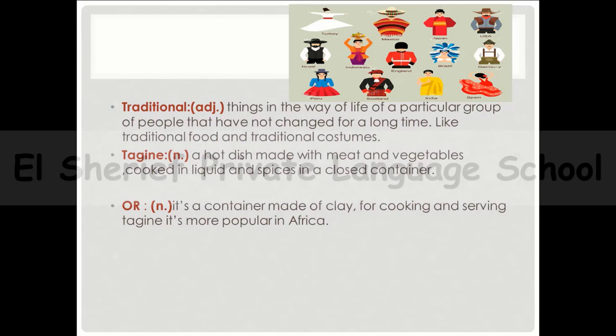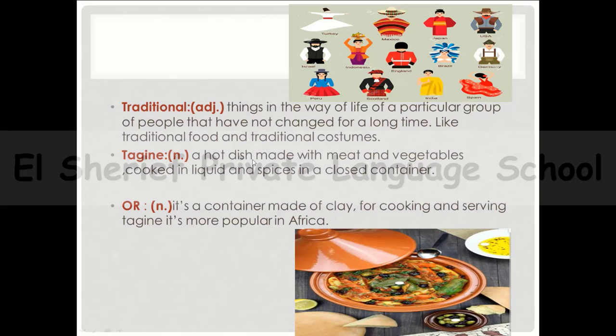Or, I put the meat and vegetables in the tagine to make my favorite dish. So here I have two meanings for this word tagine. So tagine, it's a noun, of course. It means a hot dish made with meat and vegetables cooked in liquid and spices in a closed container, as you can see. So what is inside this? It's the tagine.